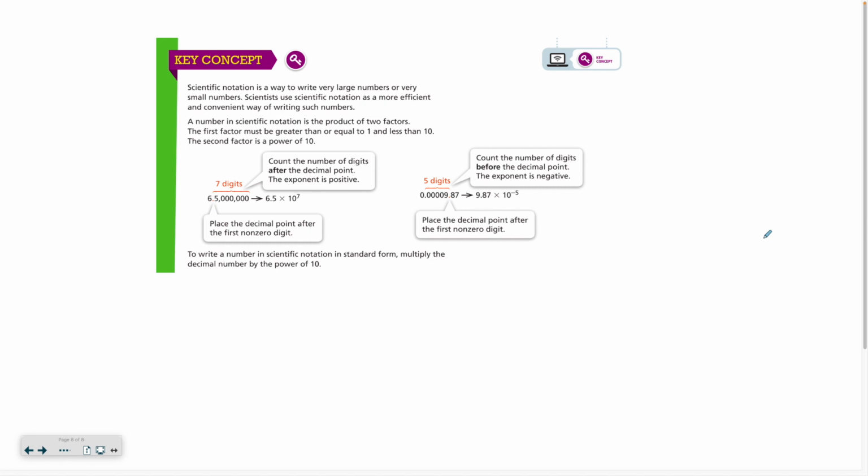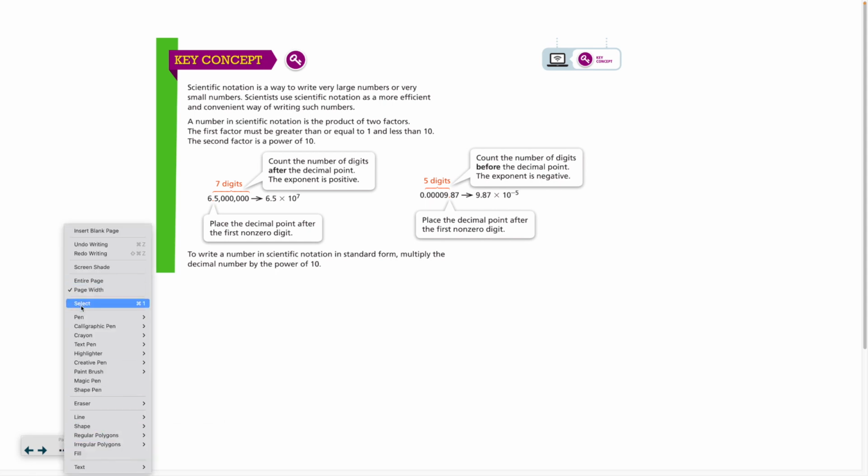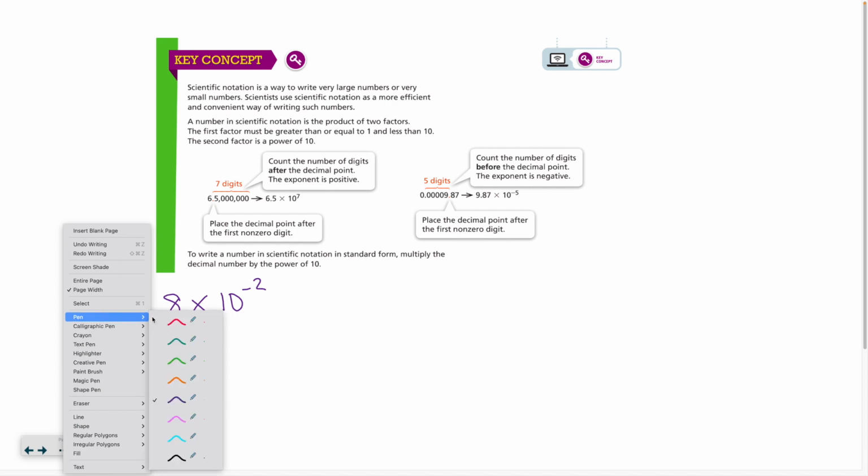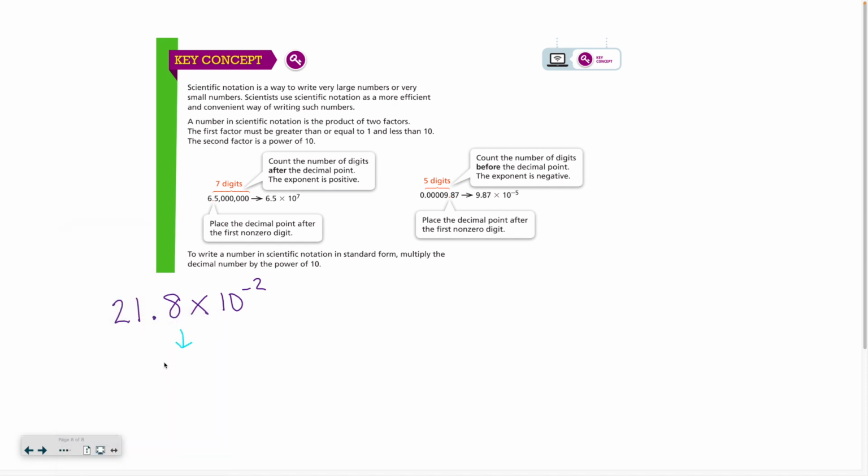Then our last page talks about the key concept, summarizing everything all at once. And I want to show you one last example on this page. Okay, so if we go back to that very first page that I showed you, I talked about 21.8 times 10 to the negative second and how that wouldn't be classified as scientific notation. And then I showed you that in order to make it scientific notation, I would actually have to make that 2.18 times 10 to the negative second.